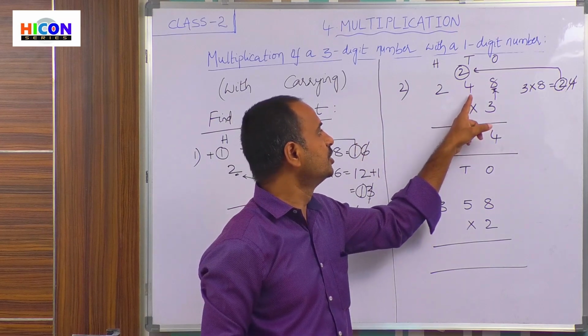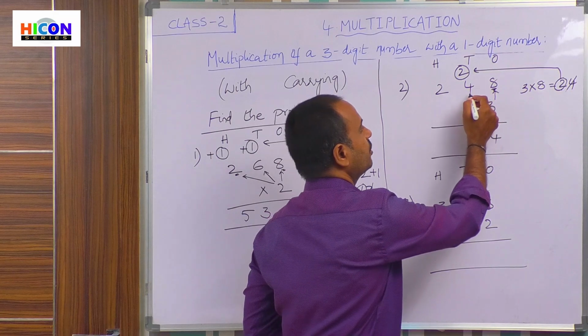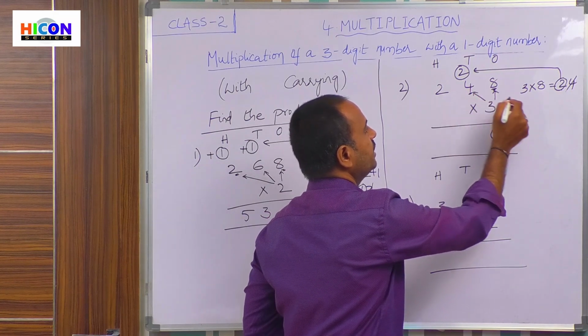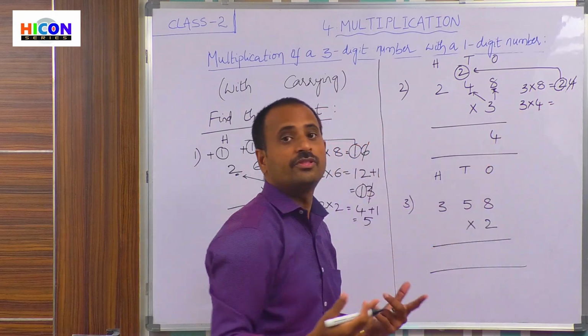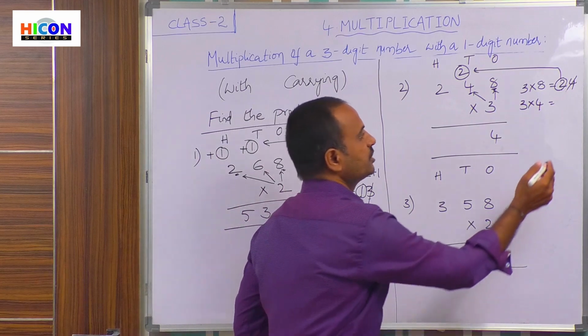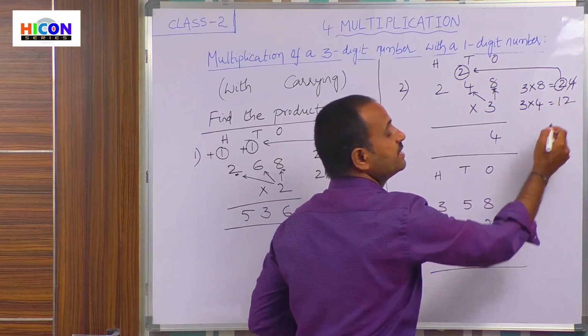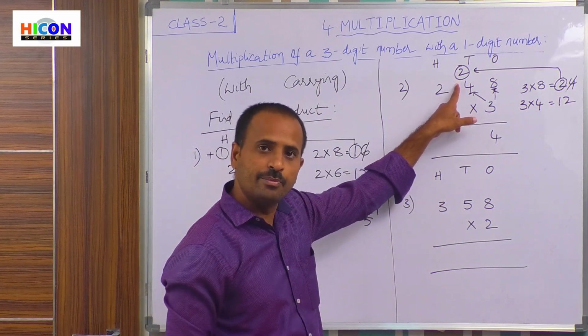So multiply the digit present in the tens place with 3. That is, we have to multiply 4 with 3. That is 3 into 4. Children, how much will you get? 3 4 jar? 12. So 3 4 jar 12. And this 12 is again a 2-digit number. And children, there is a carried number also.